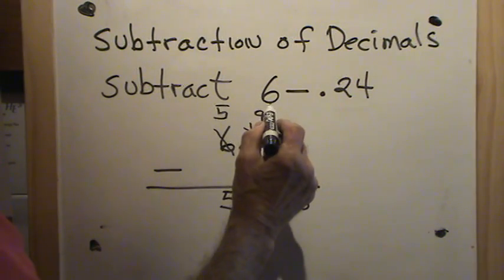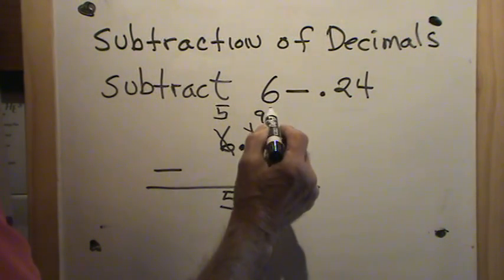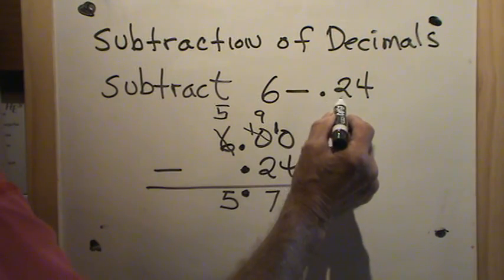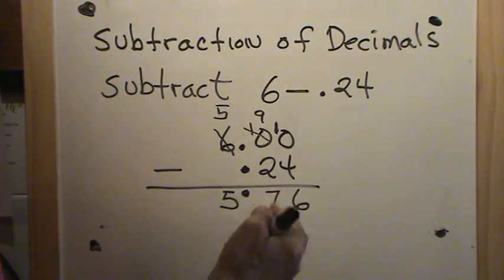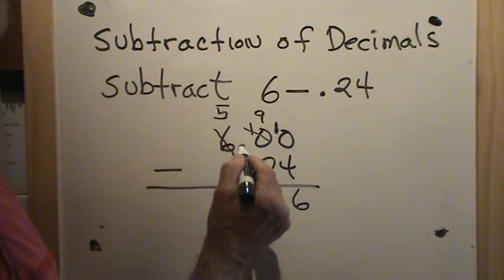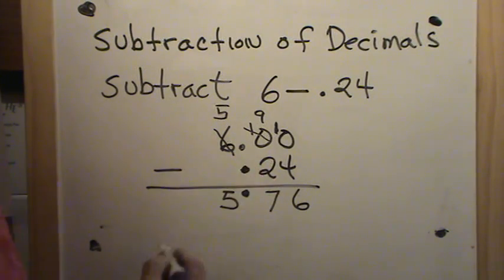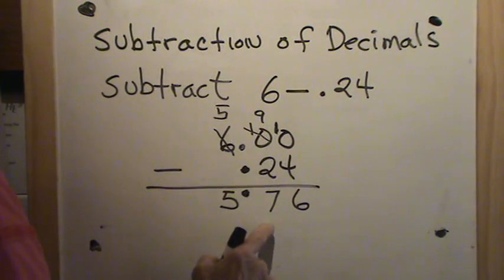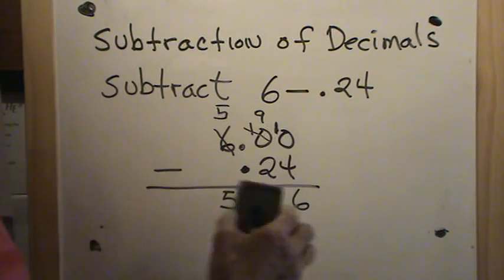So if I have the whole number 6 minus 24 hundredths, I rewrite the problem, lining it up, making sure I put the decimal to the right of the whole number, put my placeholders in and subtract, and I get 5 and 76 thousandths. Let's try another one.